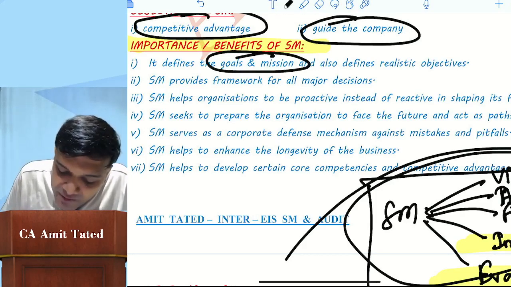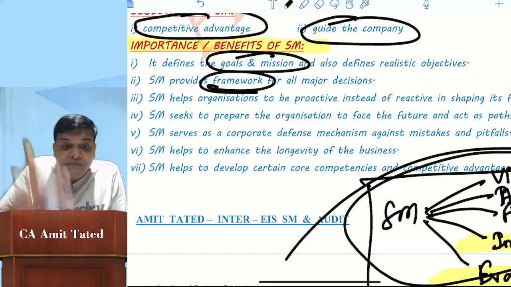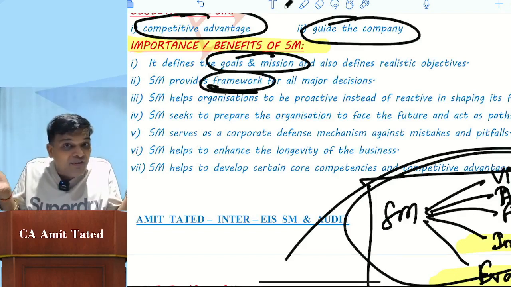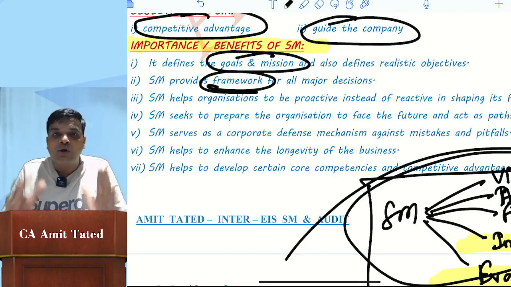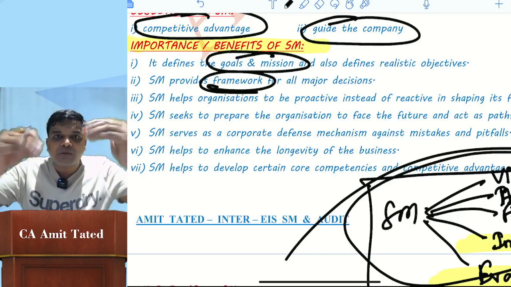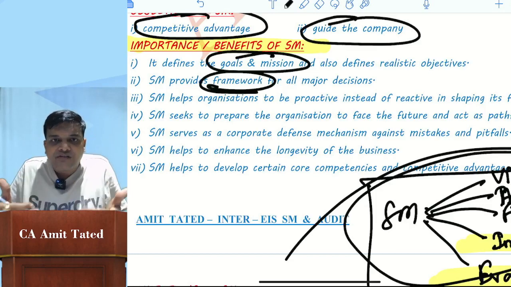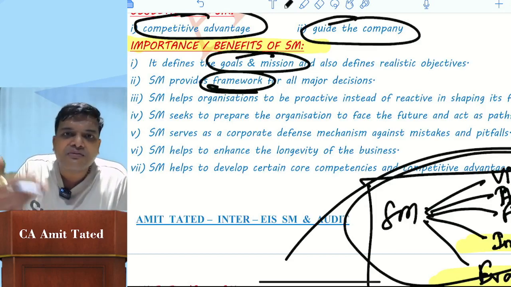Second point, strategic management will provide a framework. Framework means steps. It is not giving surprises. You will not be in the dark about what is happening. It is giving me a framework: what should be done next, what should be done next. So if I am following strategic management, I will have a framework. Framework means steps, kind of thing.